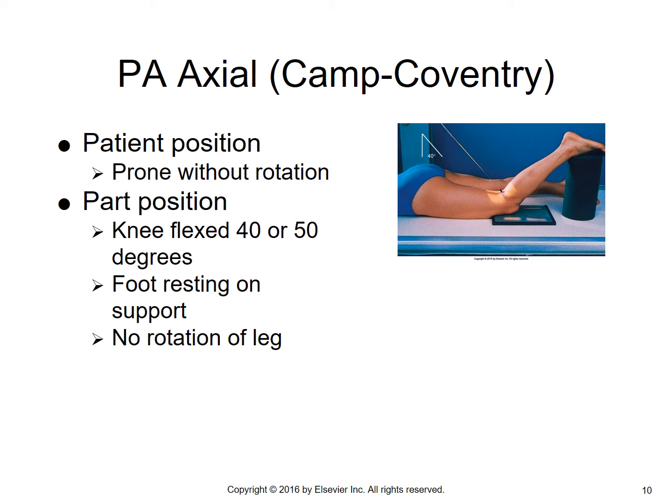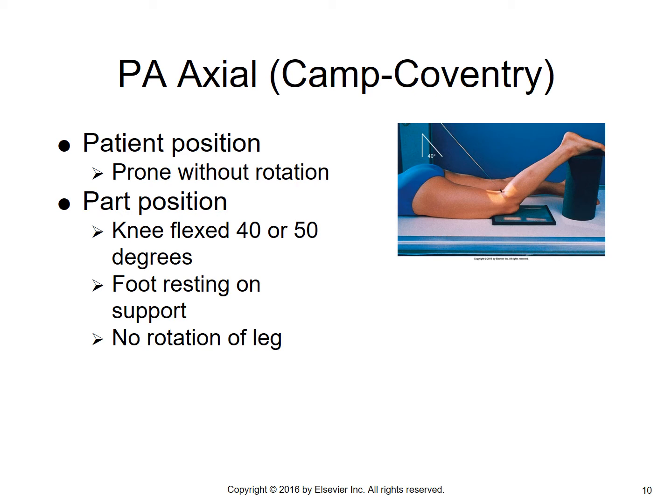Another one you might choose to do would be the Camp-Coventry method. In this one, the patient is going to be prone. The knee is either flexed 40 degrees or 50 degrees. It's going to be resting on a sponge. You can see that. Sometimes if you don't have a sponge, you can be creative, different things to build up the leg, but it has to be built up to either 40 or 50 degrees. The foot is resting on whatever support you choose, and there's no rotation of the leg.